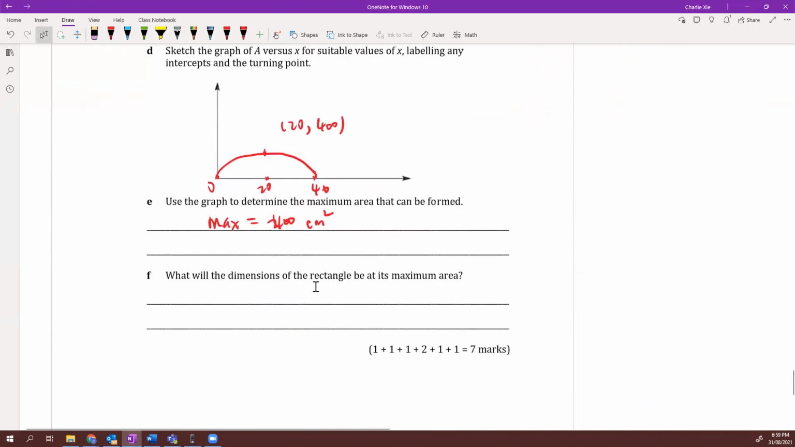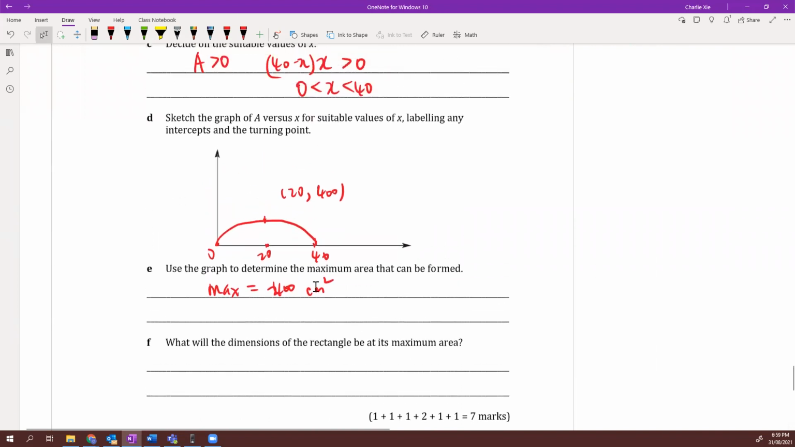What will be the dimension of the rectangle at its maximum area? At its maximum area, this is your x, and this is your area. Your x is 20. So x is 20. The length is 40 minus x, so that's 40 minus 20. It's 20. Therefore, the dimension is 20 by 20.